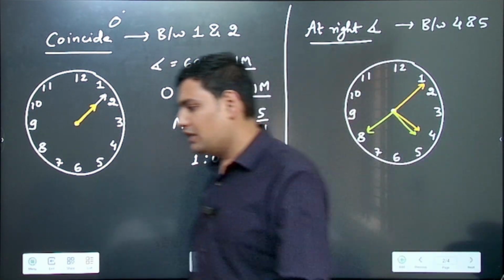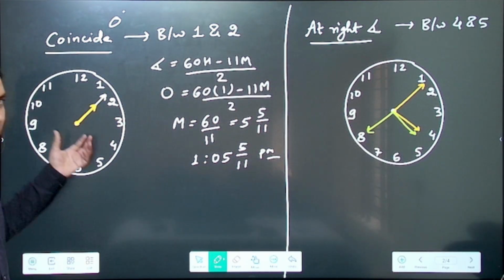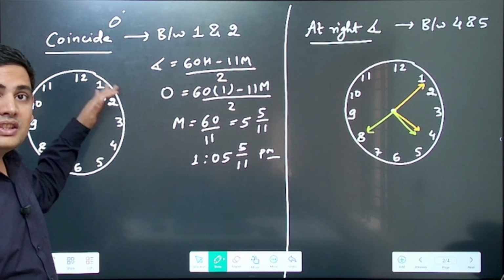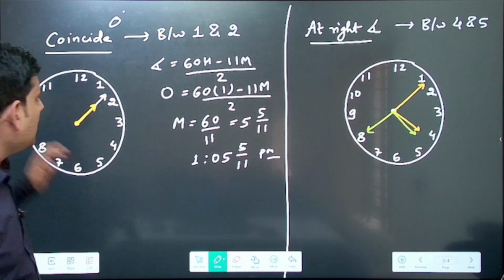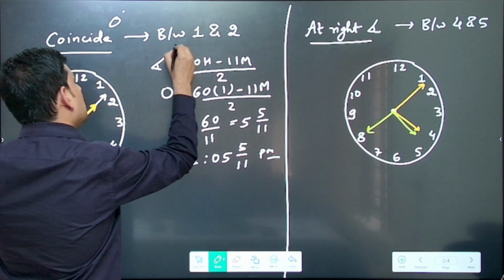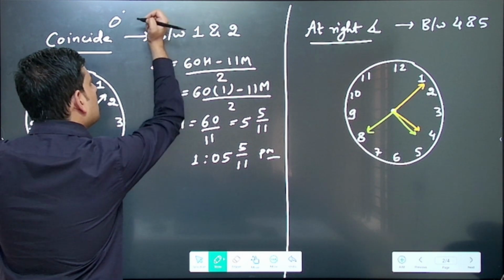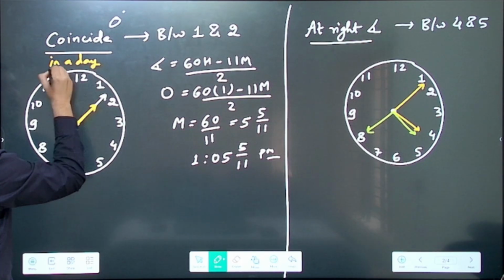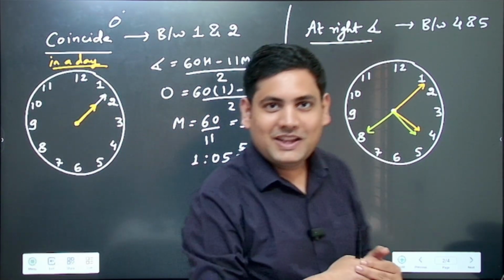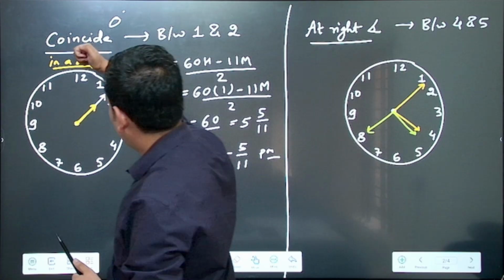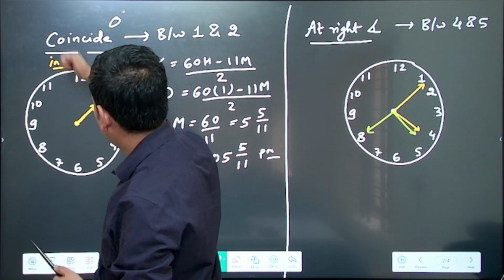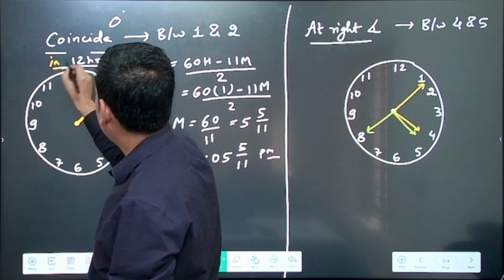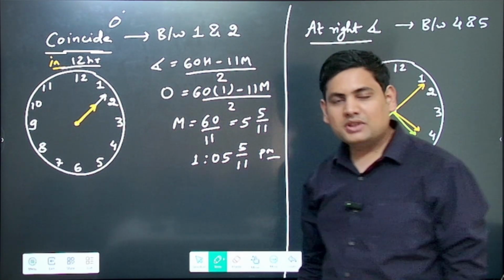Now, it is not asking you about one particular incident. It is actually asking you how many times it coincides in a day, not between 1 and 2. How do you find that out? Let's do 12 hours first, because then there is just repetition, so whatever answer we get, we'll multiply by 2. So in 12 hours, how many times does it coincide?